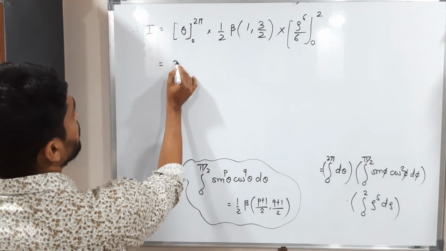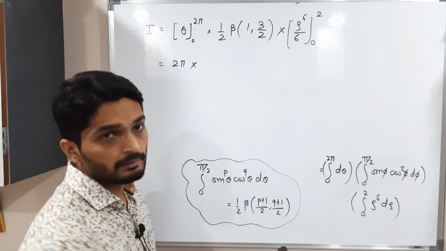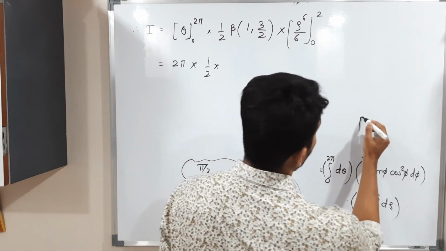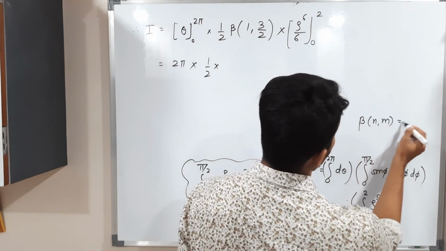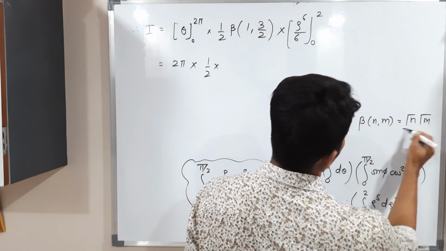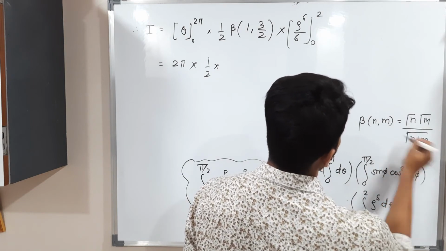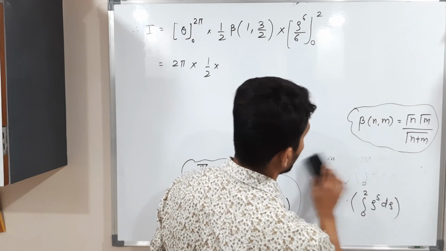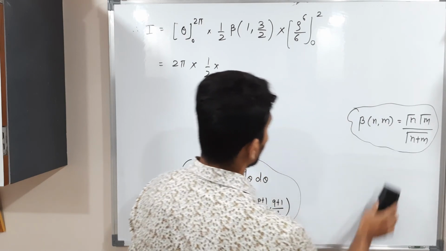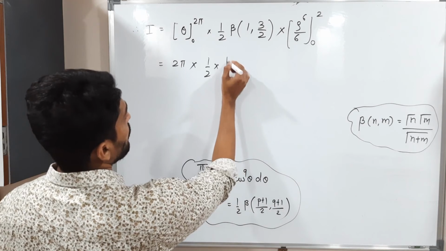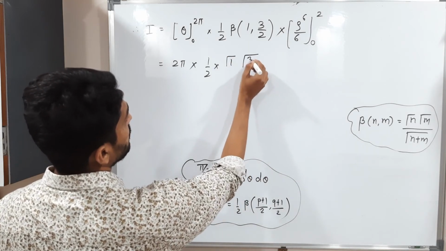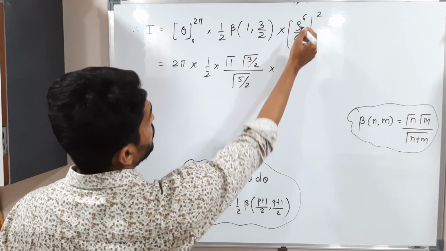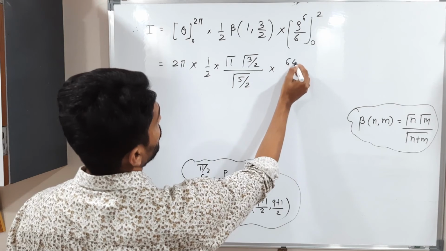If I put the limit here, 2 pi minus 0, 2 pi we will have. This is 2 pi. You know how to convert into gamma function. So beta of n, m is equal to gamma n gamma m upon gamma n plus m. So this formula I am going to use. Okay, so let us continue. So this is gamma 1, using that formula, gamma 3 by 2, and the sum of these two is gamma 5 by 2. I am putting 2 raised to 6, that is 64 by 6.